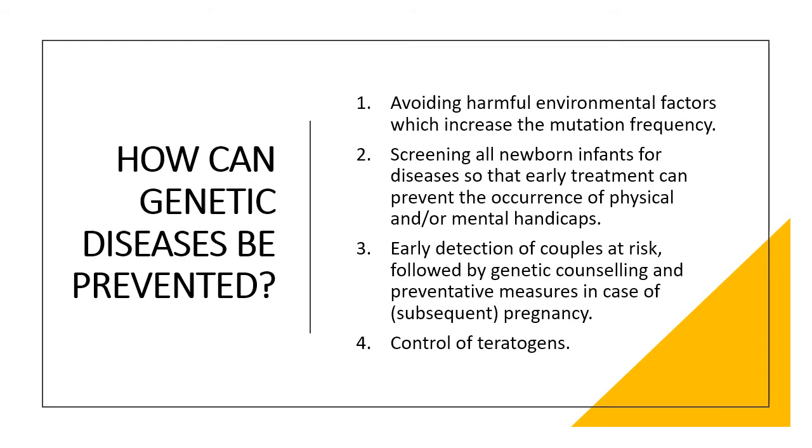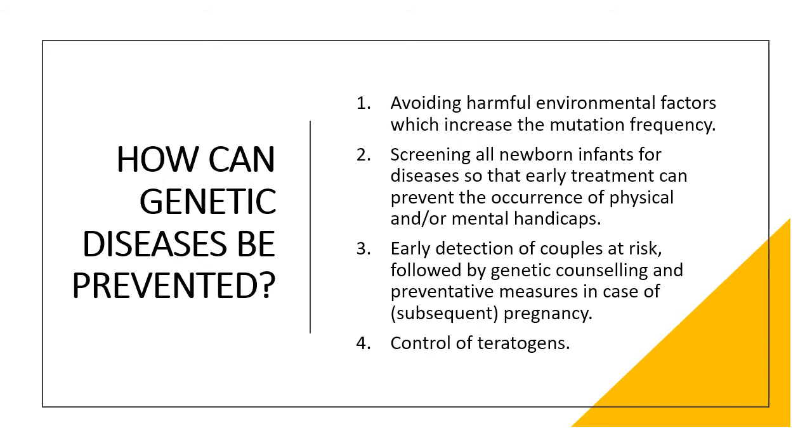The third one is early detection of couples at risk, followed by genetic counseling and preventative measures in case of subsequent pregnancy. The vast majority of genetic diseases cannot be treated, and in these instances efforts can be concentrated only towards the prevention of the birth of affected children. The most effective way would be the identification of heterozygous carriers before reproduction, followed by genetic counseling.